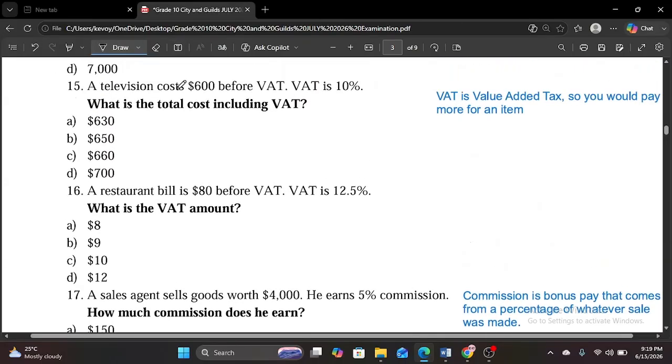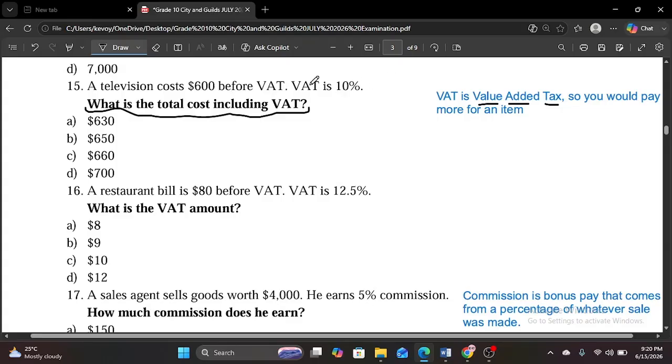So a television costs $600 before VAT. VAT is 10%. What is the total cost including the VAT? All right, so you want to know the cost for the television after VAT. Now, VAT is value added tax. So you would pay more for the item. All right, let's see how much more you pay after adding that value added tax.